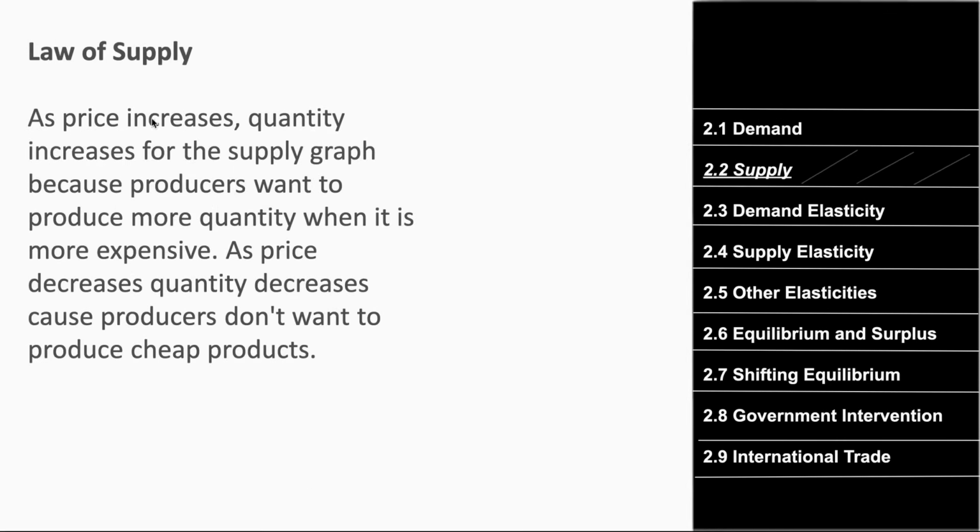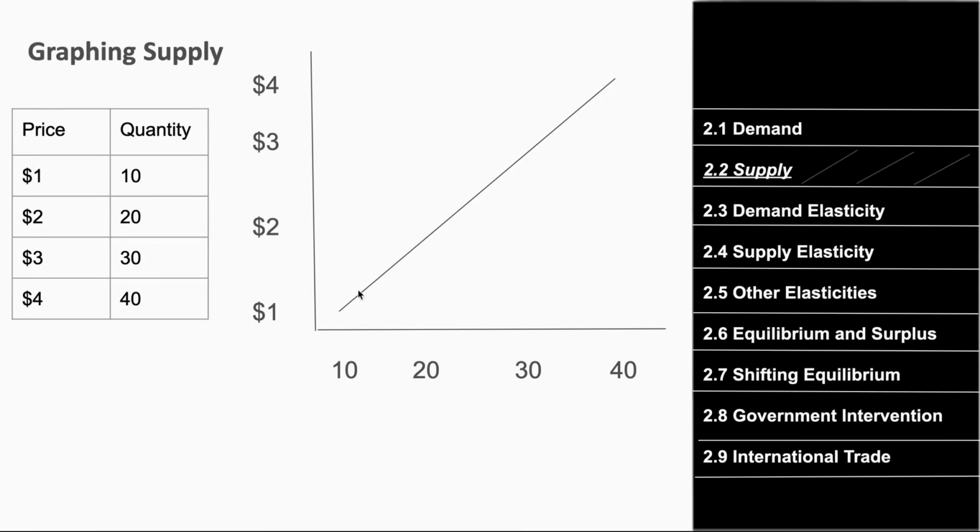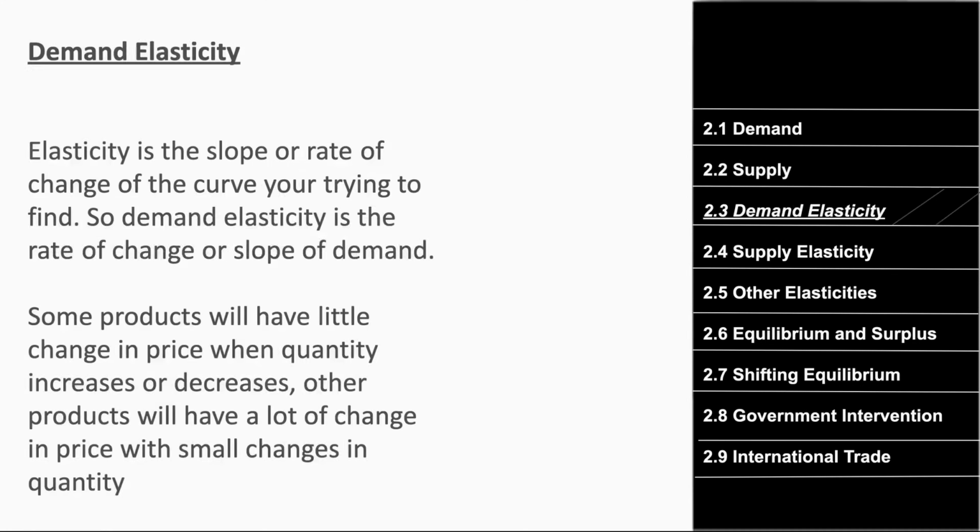The law of supply basically states as prices increase, quantity increases for the supply graph because producers want to produce more expensive products in greater quantities. As price decreases, quantity decreases because producers don't want to produce cheap products. And then here is a graph for supply. Again, price is on the y-axis, quantity on the x. And the more expensive a product, we see more quantity being made. So $1.10, $2.20, $3.30, $4.40. It's a direct positive line, and it's always a direct positive line.